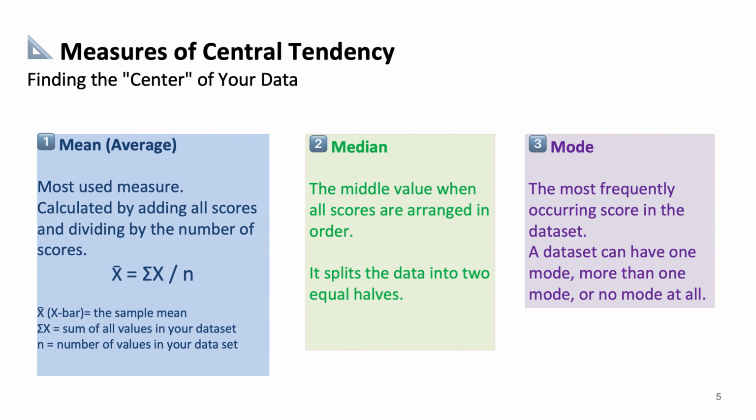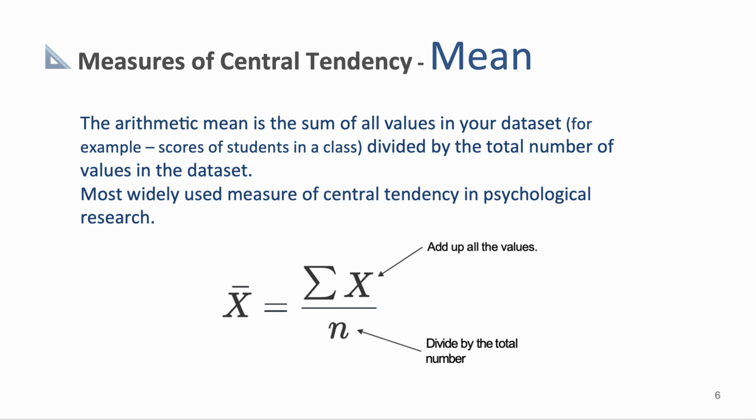So the mean is basically the average. The median is the middle number when everything is arranged in order. And the mode is just the number that appears the most. So very simple so far. So first, let's start with the mean.